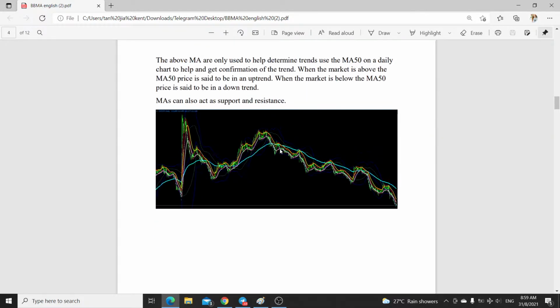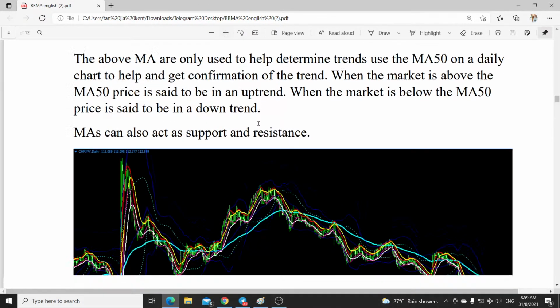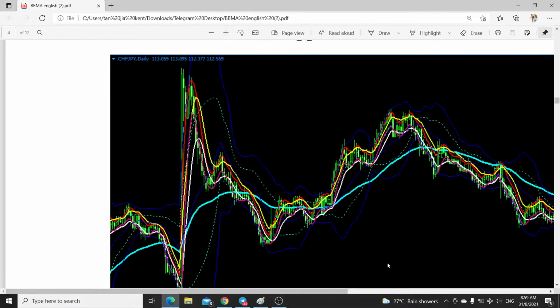EMA 50 is just for you to identify trend. See here, once price breaks here, we know it's an uptrend. Here is uptrend, here is not uptrend, and here is uptrend. So what happened here in the lower time frame? You see what happened here. You look for extreme.